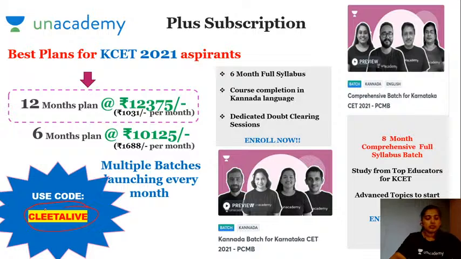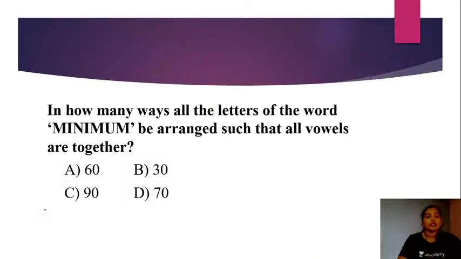Yes, then students, let's begin with the class now. Let me give you all a question to begin with. So here's your question: in how many ways can all the letters of the word MINIMUM be arranged such that all the vowels are together? Right, so this is your question. In how many ways can we arrange all these alphabets of MINIMUM such that all the vowels will come together?